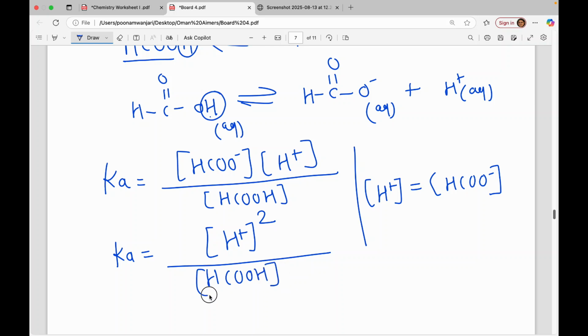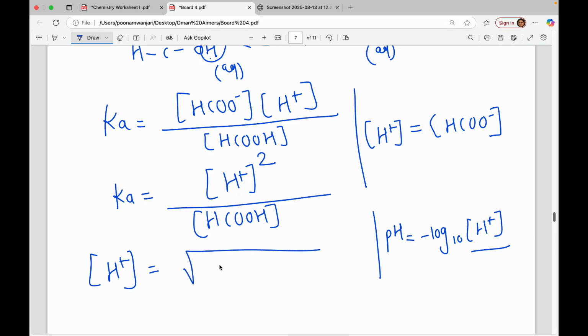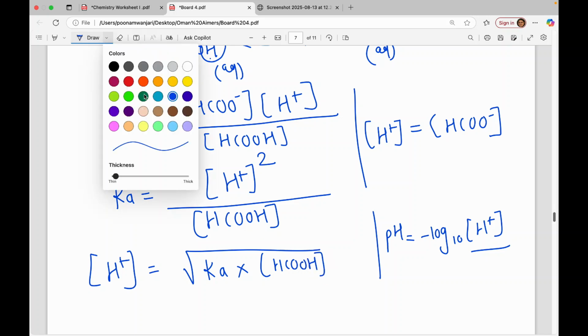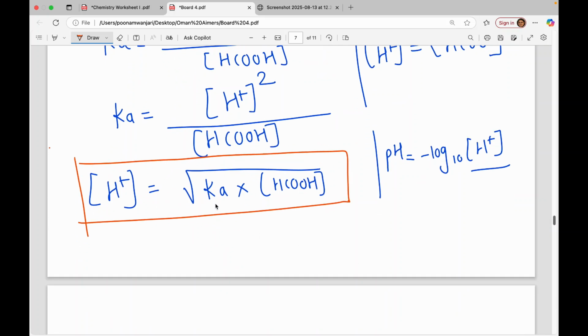divided by the concentration of acid. So here student, if you want to calculate pH, the formula is negative log to the base 10 of H plus concentration. So our first requirement is to calculate H plus. Just rearranging this formula, H plus is equal to the square root of Ka into concentration of acid. Student, if you can recall this formula, just memorize this formula. When a weak acid is there, H plus is equal to the square root of the dissociation constant into the given concentration of acid.